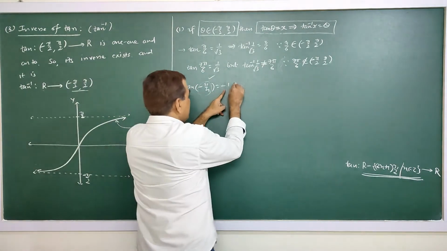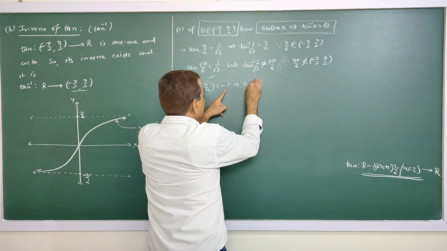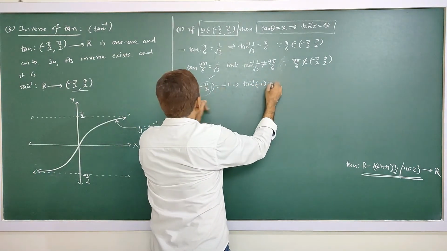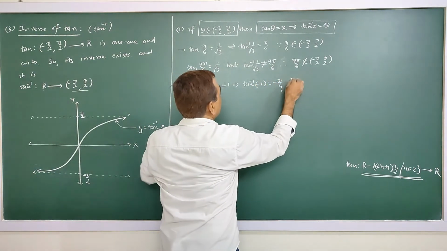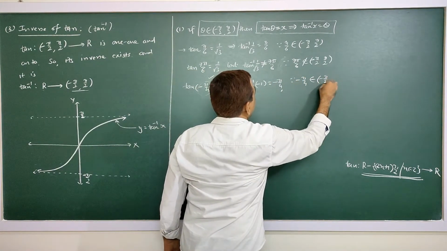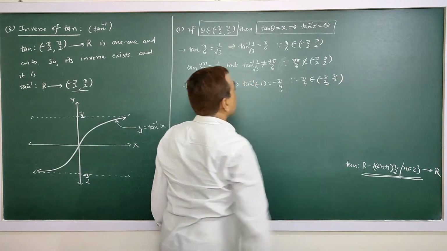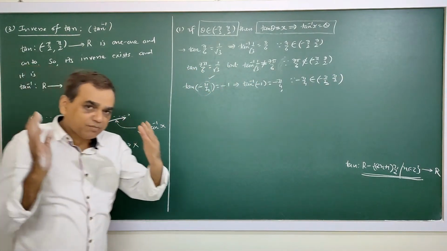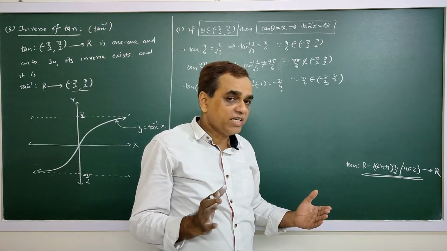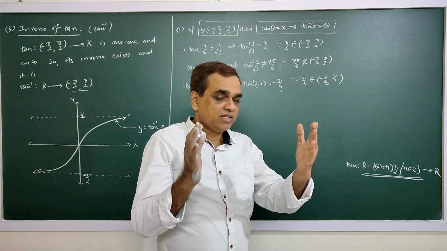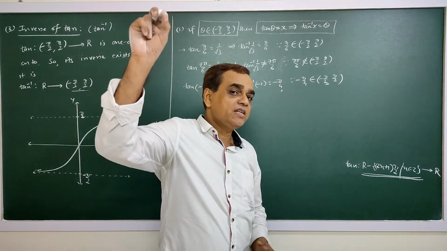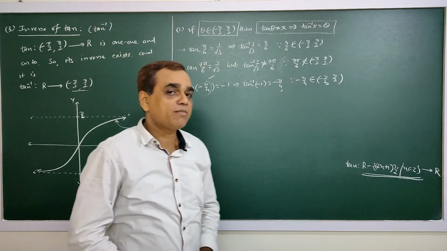Therefore tan inverse, tan shift on this side, so tan inverse minus 1 equal to minus pi by 4. This is true because minus pi by 4 belongs to open interval minus pi by 2 to pi by 2. Difference between sine inverse and tan inverse is only the ends of the interval. Here open minus pi by 2 to pi by 2, in sine it was closed minus pi by 2 to pi by 2.